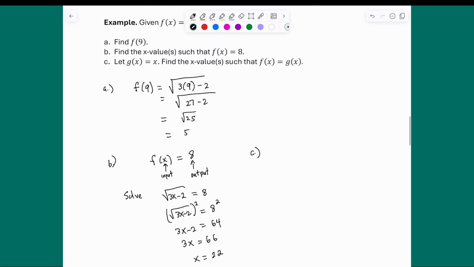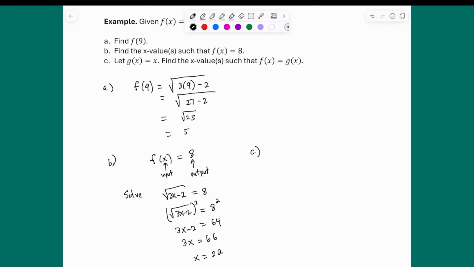All right, C, we were given g of x equal to x, and then we're asked to find the x values such that f of x equals g of x. So once again, we want to know the input that we could plug into f and also into g, the same value, the same input, so that the outputs are the same. So we're looking for the inputs that you can plug into this function to get the same output.